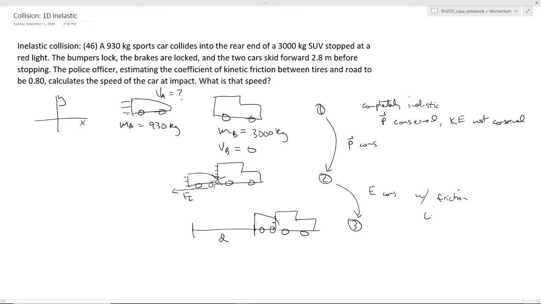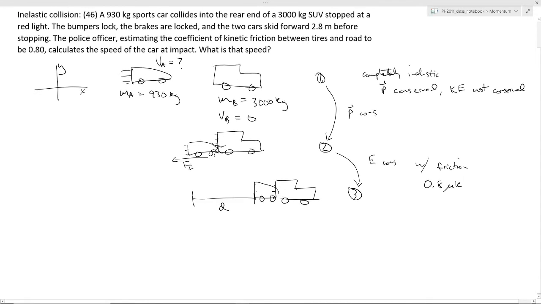We'll need to make use of the coefficient of friction to figure that out. As you can see, it's similar to what we did with the ballistic pendulum, where we looked at momentum conservation, and then we looked at an energy argument. So, okay, let's start with the momentum conservation piece.